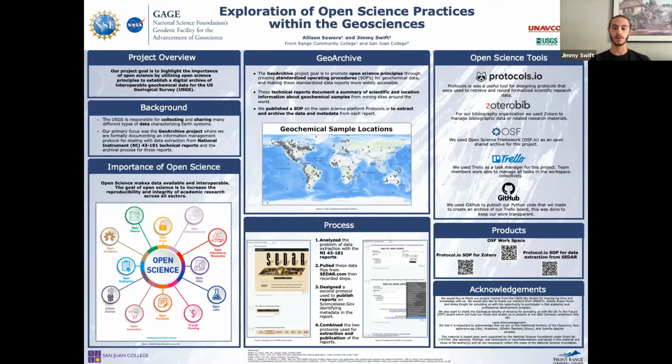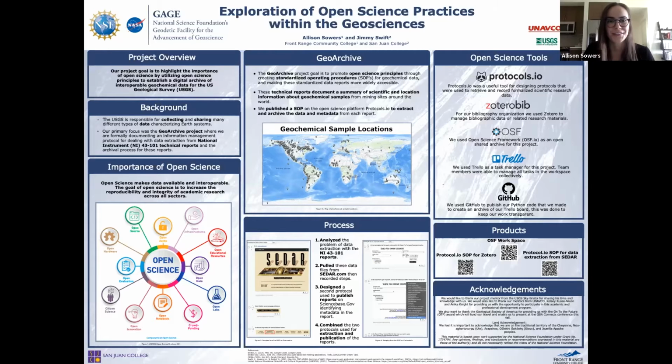Some open science tools that we used during this project include protocols.io, which was a useful tool for designing protocols that were used to retrieve and record formalized scientific research data. Protocols.io is a centralized platform for the collaborative creation, management, and sharing of research protocols and methods. We also used Zotero. Zotero was used to manage bibliographic data or related research materials. It is a free, easy to use tool that helps collect, organize, cite, and share research. I will now hand the presentation back to Allison, who will finish talking about our open science tools.